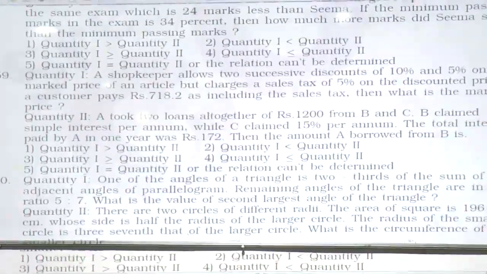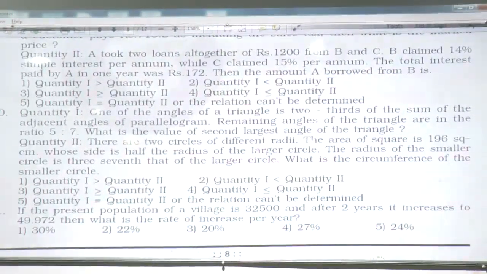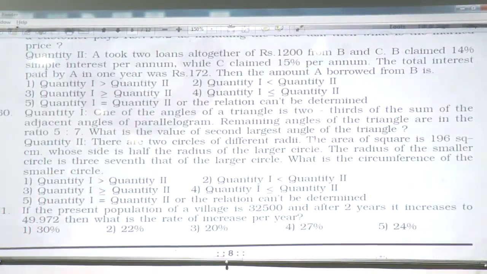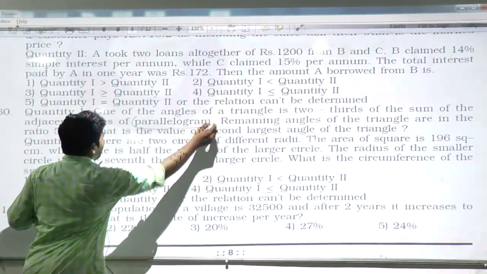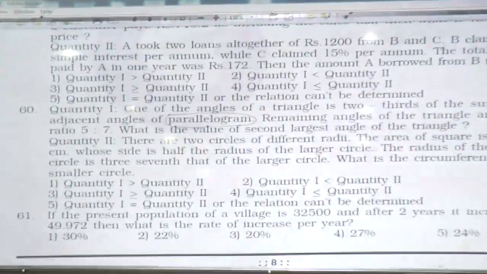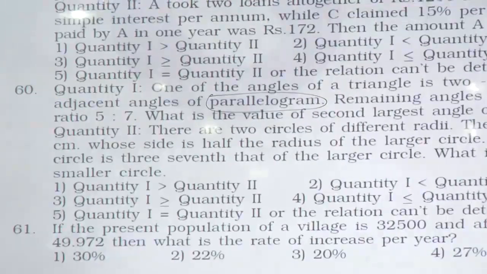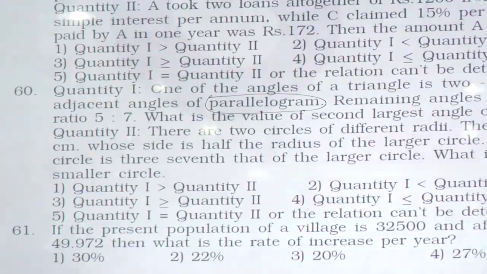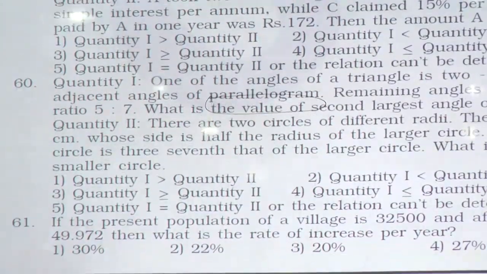Next, one of the angles of a triangle is 2/3 of the sum of the adjacent sides of a parallelogram. This word is enough for me. That is enough for me to skip the question, because that's my weak area. I know that. Next question.